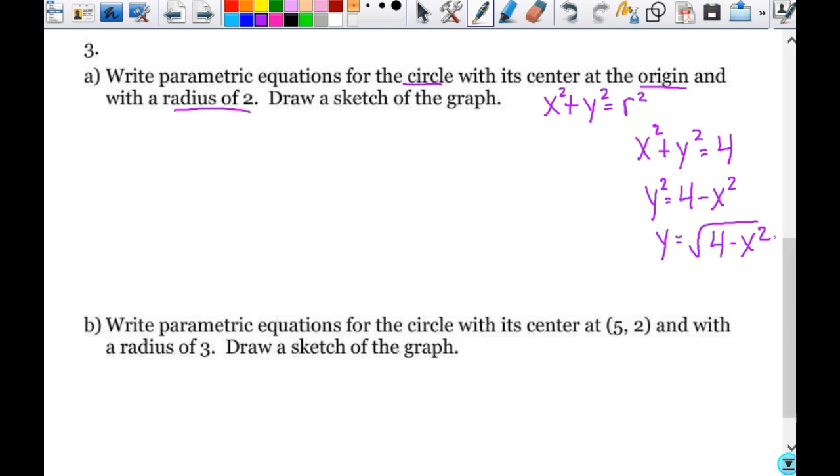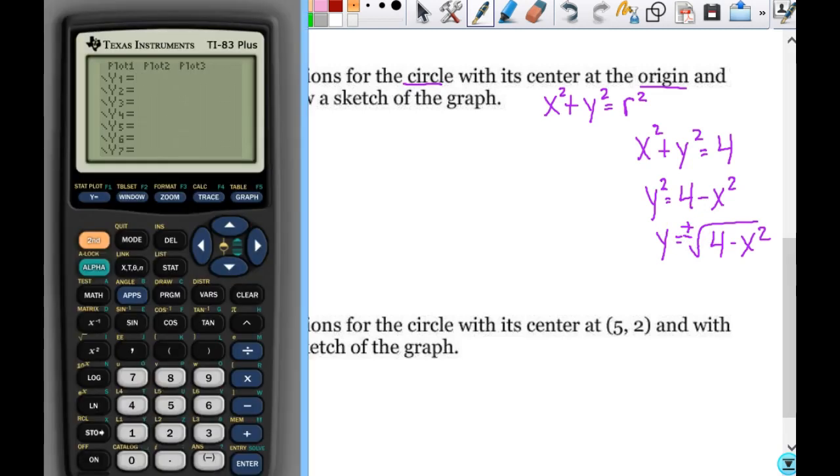Plus or minus. I would need plus or minus because if I just do one of them, it's only going to give me half of the circle, right? So I can go to y equals, and I can type in square root of 4 minus x squared. And then I'd have to do a second one and do negative square root of 4 minus x squared.